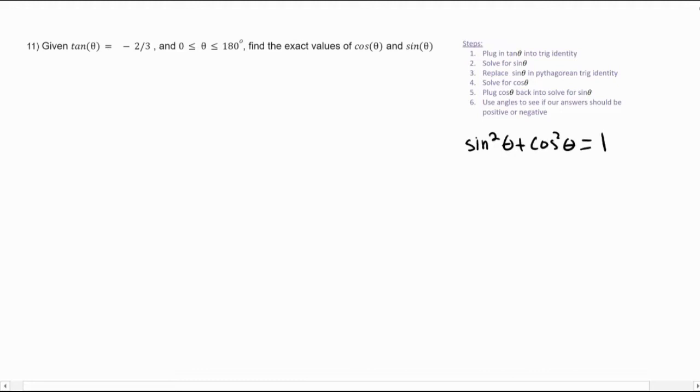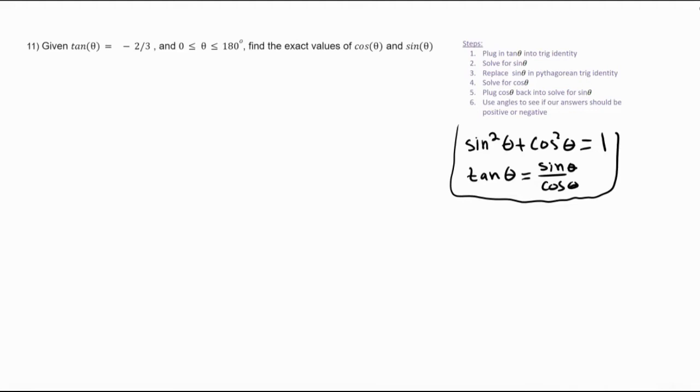And then the newer one that we've talked about is that I know that tangent of theta is equal to sine theta over cosine theta. These two things are going to help me answer this, and you'll see how in a second. So we'll start here with our new tangent of theta trig identity. I know that that's equal to negative 2/3, so I'm just going to plug that in. Negative 2 over 3 equals sine of theta over cosine of theta. That's the first step, just plugging it in.